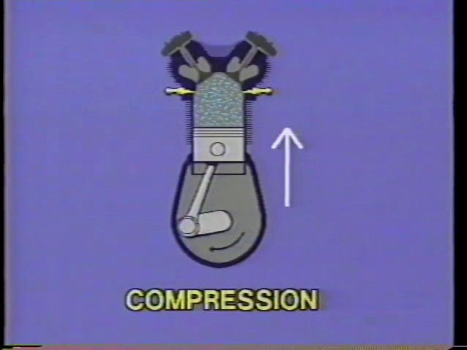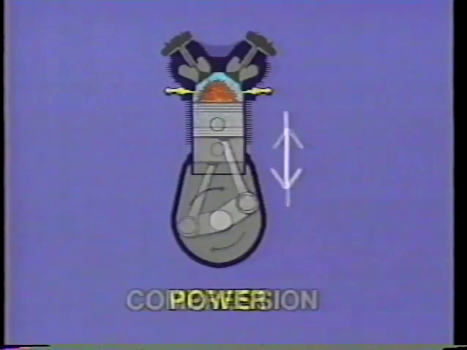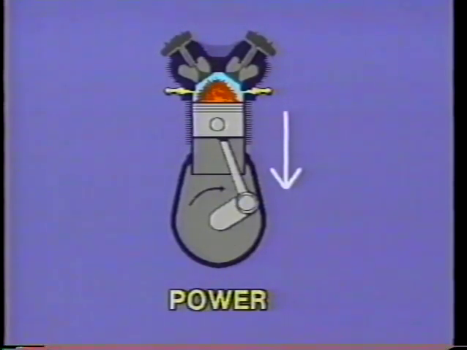The fuel-air is then compressed, and as we approach the top of the stroke, the spark plug ignites the fuel-air mixture, and then we start down on the power stroke. As the fuel-air mixture is ignited, it expands, and this force is transmitted down to the piston as it moves down on the power stroke.